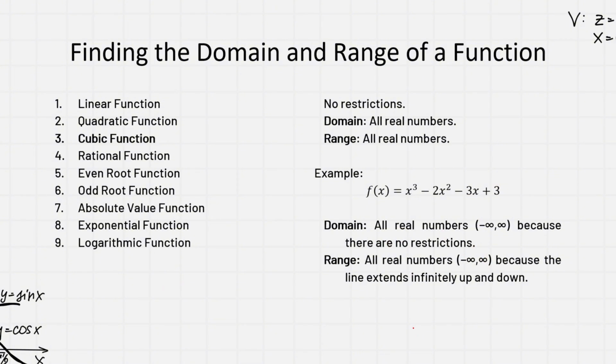Next, cubic functions. For cubic functions, the domain and range are all real numbers. So an example of this cubic function, we have f of x equals x cubed minus 2x squared minus 3x plus 3, and as you can see here, the leading term is x cubed, and the exponent or the degree is 3, so that's why it is a cubic function.